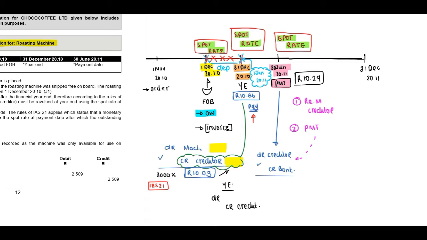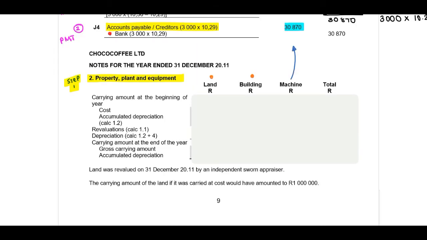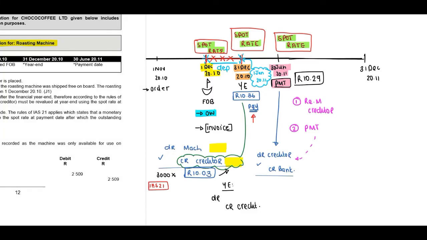Therefore, when you look at this, if we now need to complete our PPE note, remember, we need to include our carrying amount at the beginning of the year. We need to include our cost and our accumulated depreciation. Therefore, if you look at our timeline, the beginning of the year will be when? 1 January 2011.